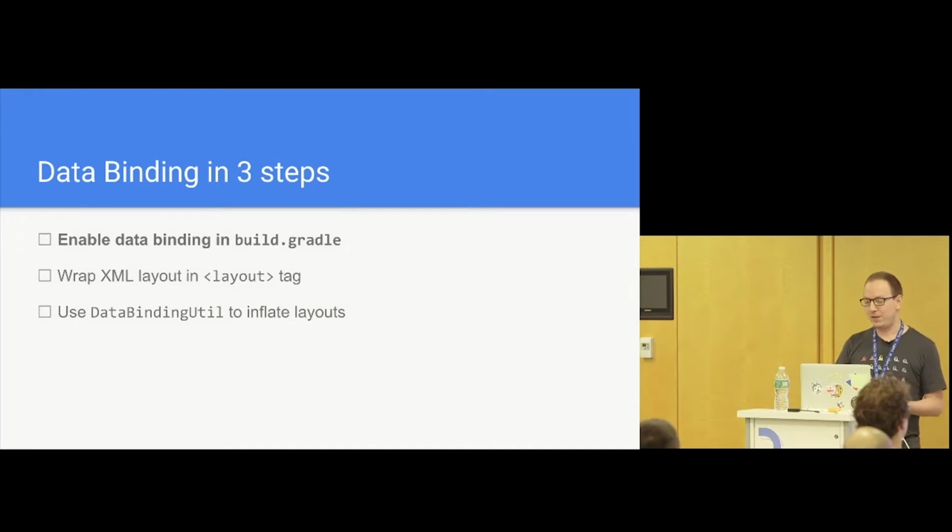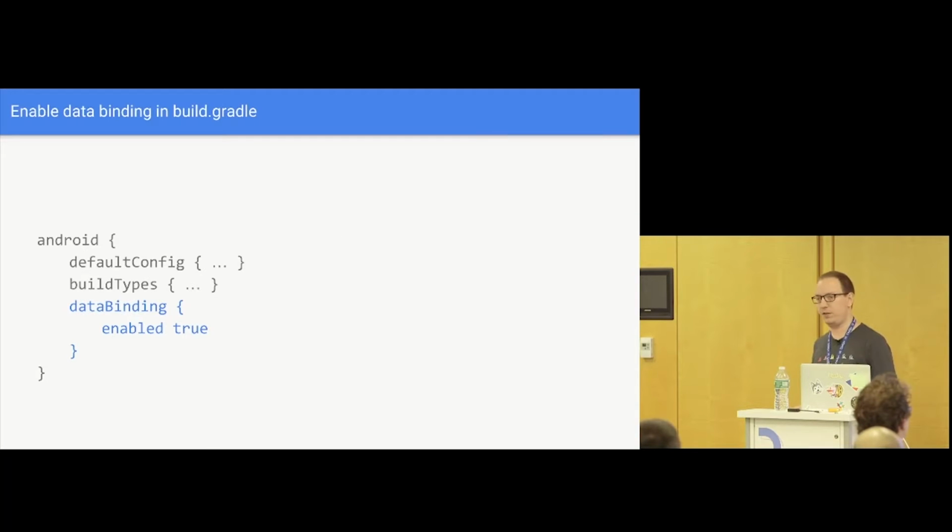So very, very simple. So the first step is to enable data binding in your module level build.gradle file. Simply add this data binding block in there and say enabled equals true. And you're set. That'll get you the annotation processing and all the layout processing that you need to get going.